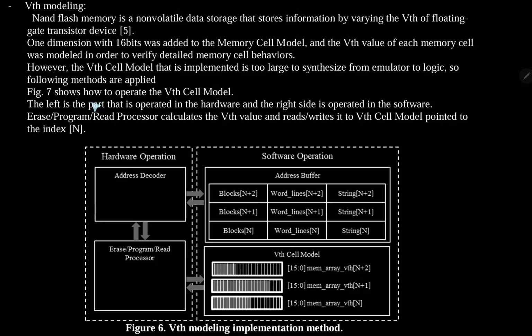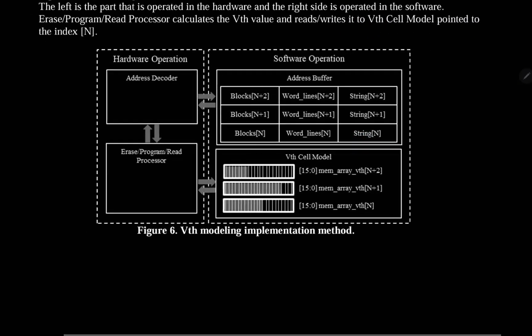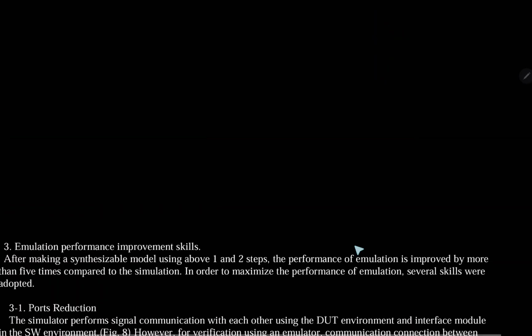The left is a part of the operated behavior, and the right side is operated in the software. The erase, program, and read processor calculates the V-threshold value and writes it to the V-threshold cell model pointed to by the index. Figure 6 is the V-threshold modeling implementation method.